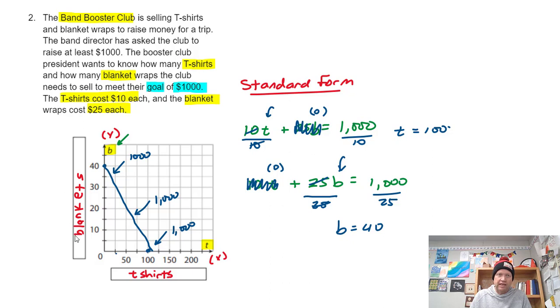We want to make sure we label the axes. So that's why I labeled the axes here. I graphed it using 2 intercepts, and I just gave you the interpretation for what is the blanket intercept? Well, that's if I only sell blankets and no t-shirts. And then what was the t-shirt intercept? Well, that's what if I just sold 100 t-shirts and I didn't sell any blankets? I would still get to my $1,000 goal. So you've got 6 more to do on your own. Good luck.